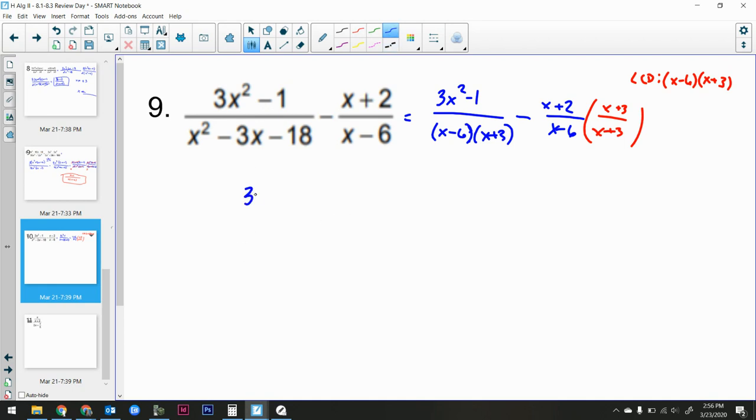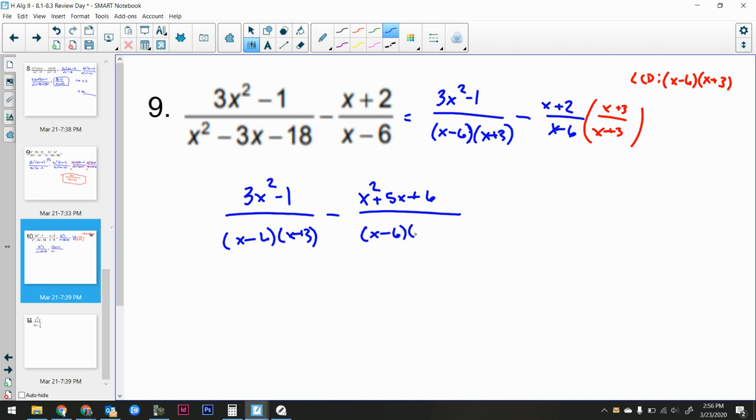So on the left side, we get the same thing. Don't need to change this. On the right side, now I'm going to have to FOIL this. First, x squared, outer 3x, inner 2x. Together we make a 5x plus 6, all divided by x minus 6, x plus 3. Again, all I did to get this x squared plus 5x plus 6 was FOIL this. First is x squared, outer is 3x, inner is 2x, and then plus 6.